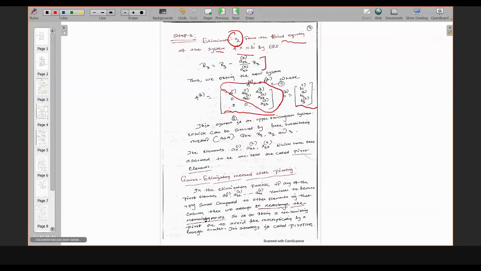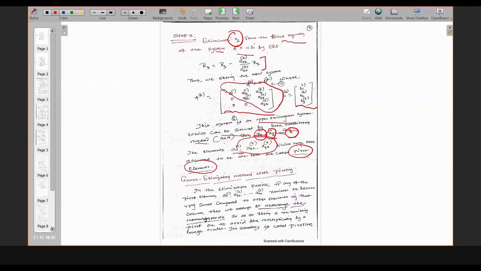Now we finally obtain a system in upper triangular form. Then you can find the solution to these equations. The system is an upper triangular system which can be solved by back substitution. You apply back substitution to get the values for x3, then x2, then x1. The elements sitting in the diagonal positions are called the pivot elements. These pivot elements must be non-zero.